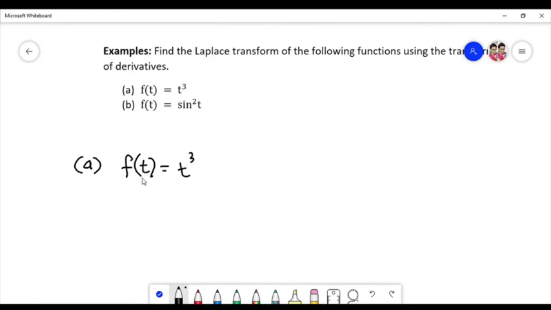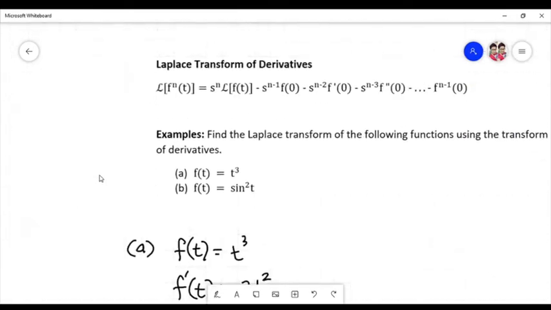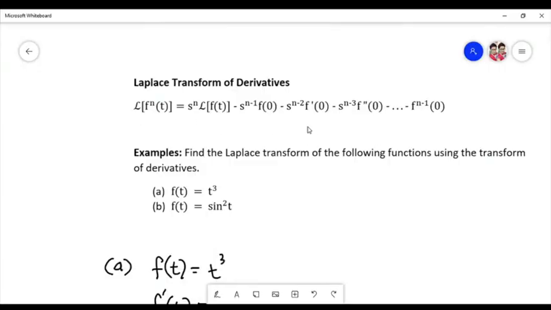Say for example we want to use the second derivative. The derivative f prime of t is the derivative of t cubed with respect to t, so that will be 3t squared. And the second derivative, f double prime of t, is equal to 6t. From the formula, we will follow this formula again.